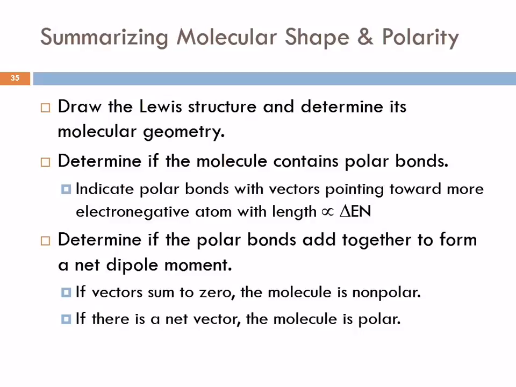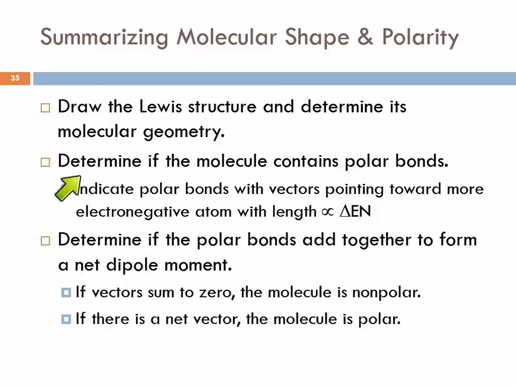So here's a set of instructions of what to do to figure out if it's polar or not. First thing is you've got to draw the Lewis structure and figure out the molecular geometry. Then identify if the molecule contains polar bonds. Just as a rule of thumb, if the two elements are different, they're most likely a polar bond. If they're the same, they are definitely a nonpolar bond. On some of the homework, you may have to actually look at the table of electronegativities and figure out, well, does that constitute a polar or nonpolar bond?